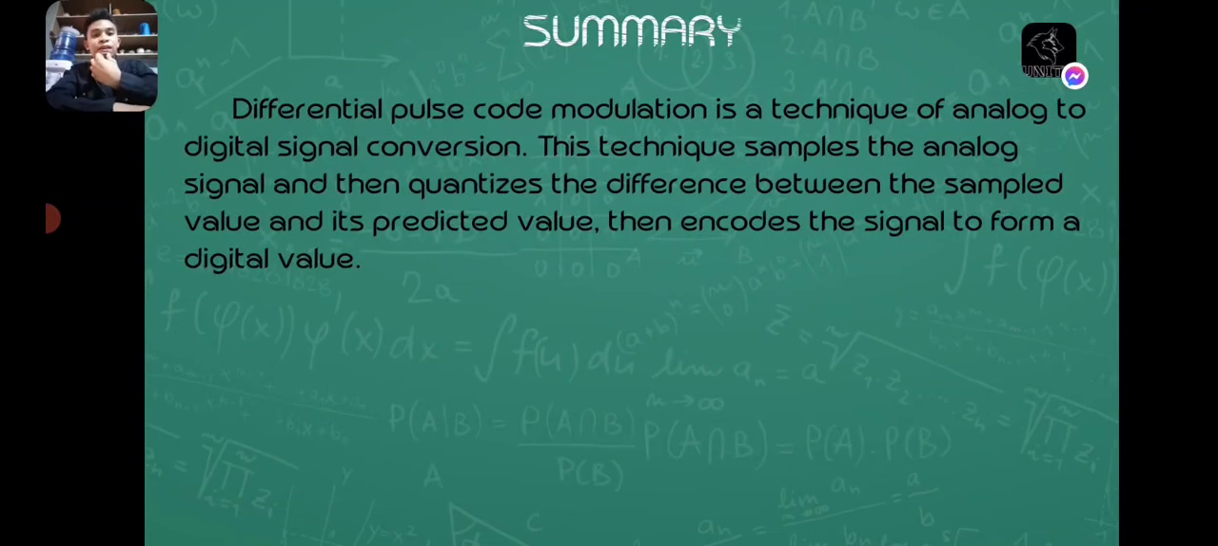Summary: differential pulse code modulation is a technique of analog to digital signal conversion. This technique samples the analog signals and then quantizes the difference between the sampled value and its predicted value, then encodes the signal to form a digital value.